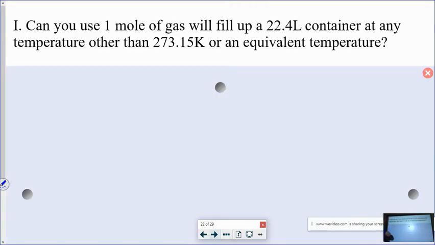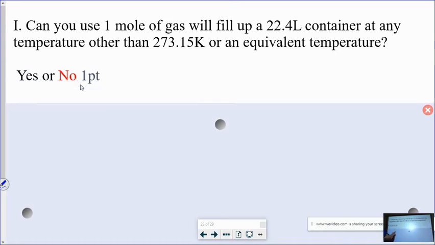All right, can I use 1 mole of gas to fill up a 22.4 liter container at any temperature other than 273.15 or an equivalent temperature? And the answer is no. You need to be at standard temperature and pressure to fill this container to 22.4 liters. Higher temperature, it's going to occupy more space. Less temperature, it's going to occupy less space. Just the way that it goes.